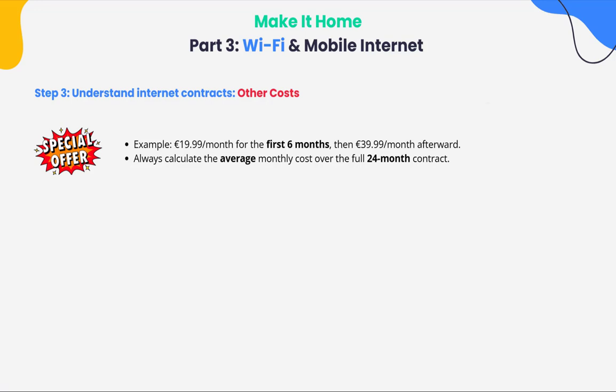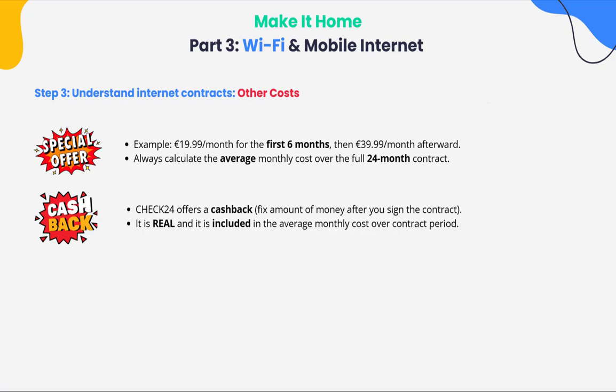If you use comparison websites like Check24, you will also see something called cashback. This is a fixed amount of money you get back after signing the contract and paying your first bill. It's real, we have tested it. On Check24, the cashback is already factored into the average monthly cost, so you don't need to do extra math for that.